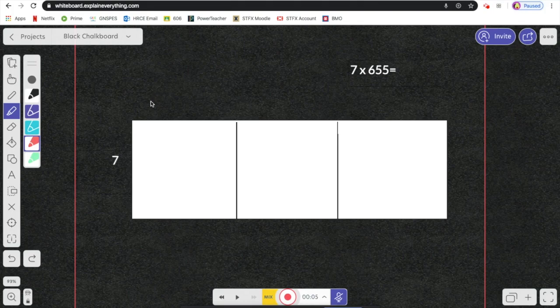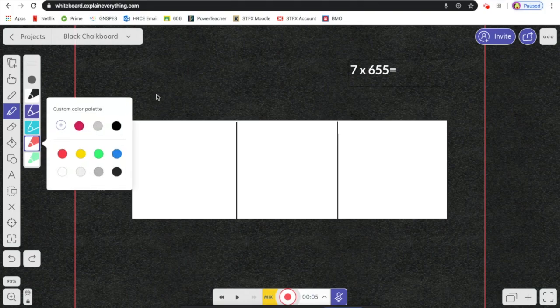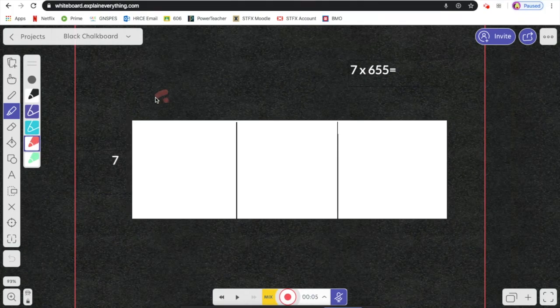So my 6 is going to go above my first box. So this becomes 6, and I'm going to add 2 zeros because it's actually 600. Then my 5 is going to go here, and I'm going to add 1 zero because that's actually 50. And then my 5 is going to go on this end.